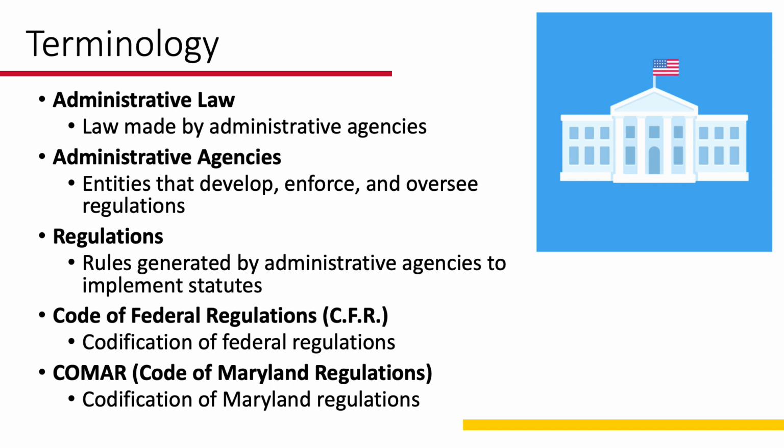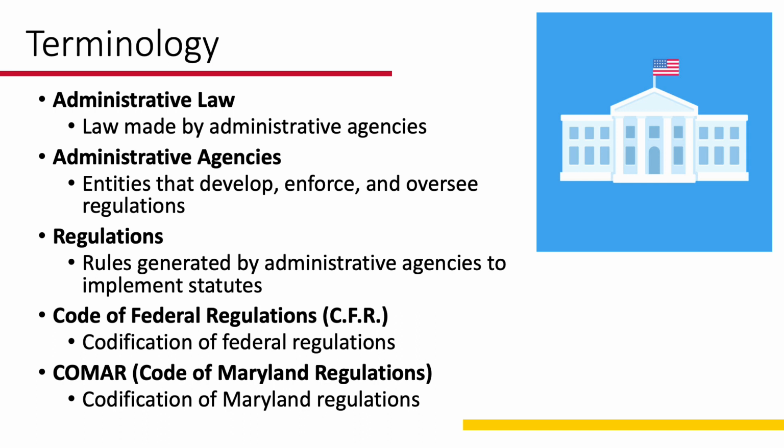First, some terminology. When we say administrative law, what we mean is law made by administrative agencies. And an administrative agency is an entity that develops, enforces, and oversees regulations. And when we say regulations, what we mean are the rules that are generated by administrative agencies to implement statutes. They aren't statutes, but they're implementing statutes.